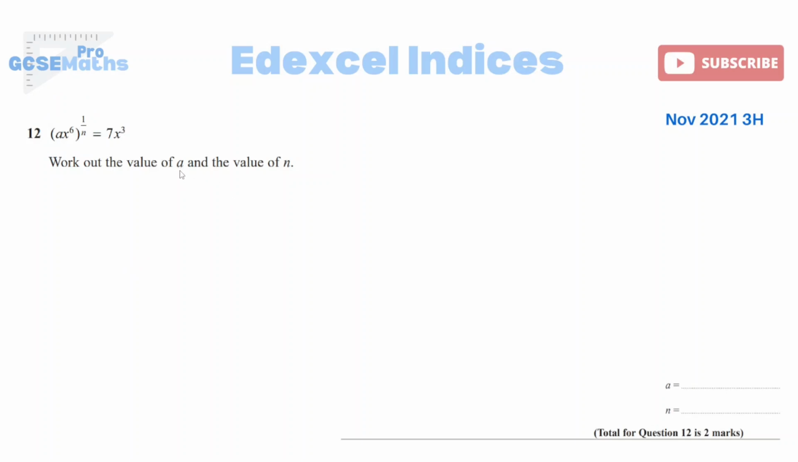But also, when we're asked to find two different letters, so a and n in this case, we normally need two separate equations. They've obviously only given us one to start with. You can't solve an equation with more than one letter there.